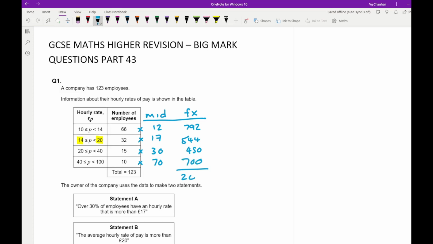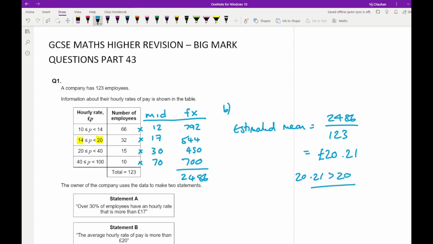And this value here will be 2486. So the estimated mean, this works for B, is going to be the total fx, which is 2486 over 123, which is going to give me an answer of £20.21. And again, that supports the statement because the statement says the average hourly rate is more than £20. So 20.21 is more than 20.